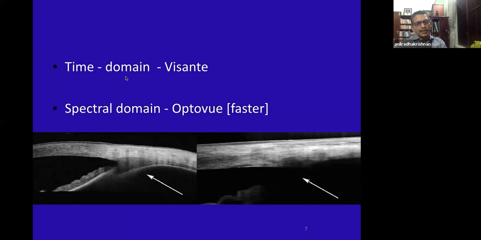This, as you know, is a time domain OCT, so the capture time is longer. But you can see that this is the cornea, this is the sclera. Even though you cannot see exactly the ciliary body region, you know there is a scleral spur here, and you can see approximately some part of the ciliary body at least. In spectral domain OCT, because it's swept source technology, the image capture is much faster and the image quality is definitely better, but the penetration is less. So you cannot see anything in the ciliary body region.